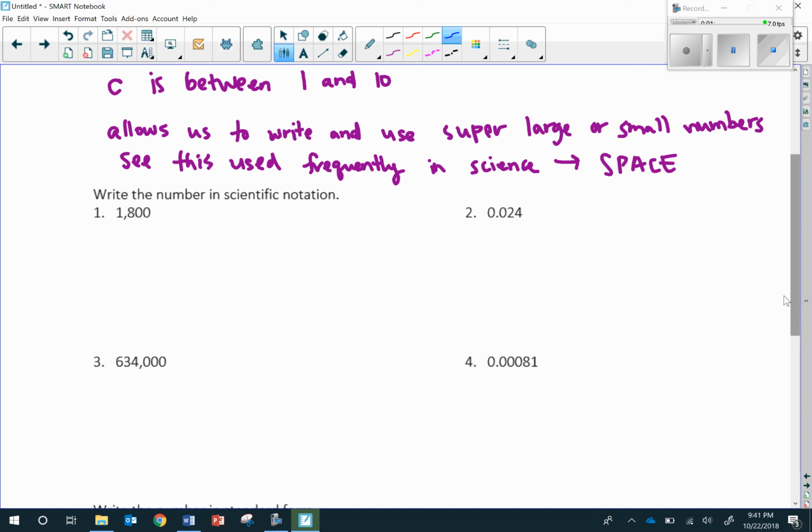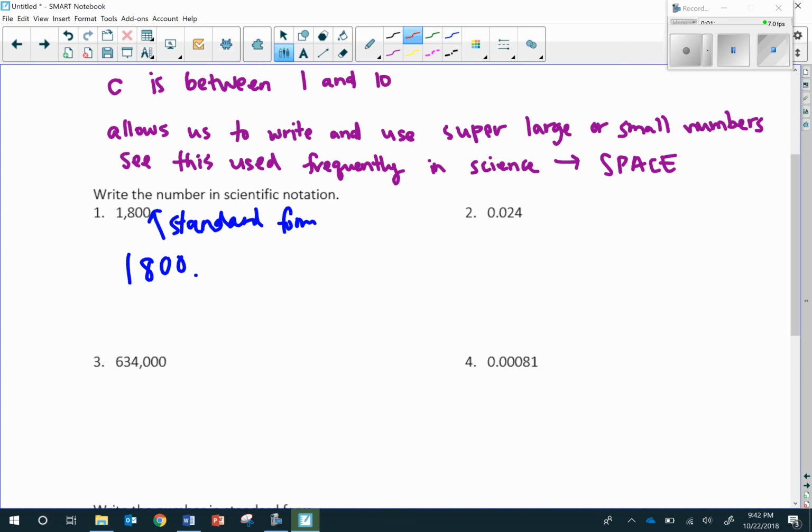So for example, our first number, we have 1800. That number is written in what we call standard form because it's just a regular number like we've seen before. In order to write it in scientific notation, again, we want to get a number between 1 and 10. So the way we do that is we're going to start with 1800, and we're going to start where our decimal point is, which is here.